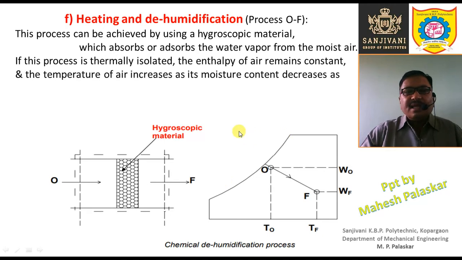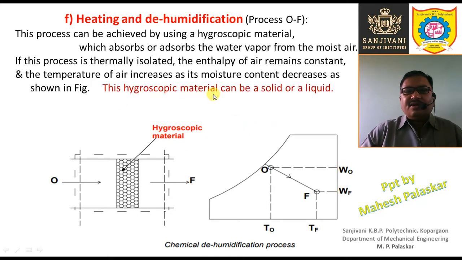Okay, and the temperature of the air increases as its moisture content decreases. The dry bulb temperature increases, moisture content decreases. As shown, this hygroscopic material can be solid or liquid. We can use any hygroscopic material, either solid or liquid.